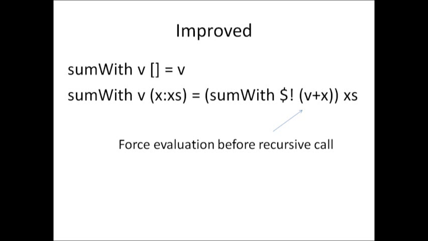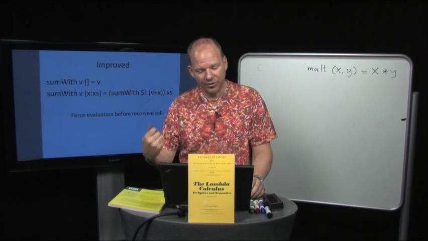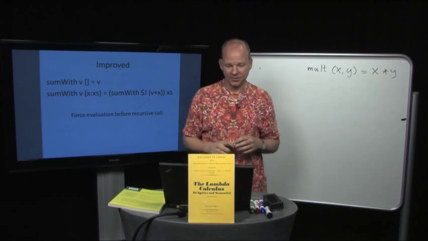And then what happens is that you don't get that big expression, but every time the next element is added to that accumulator, the result will be computed. So you force evaluation before the recursive call.